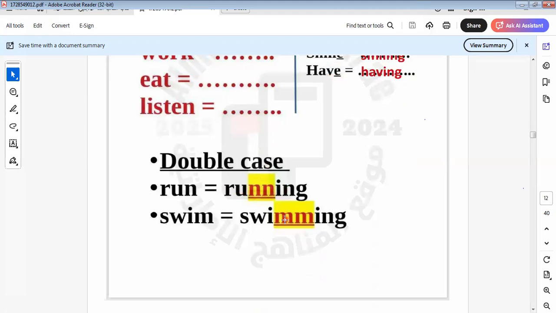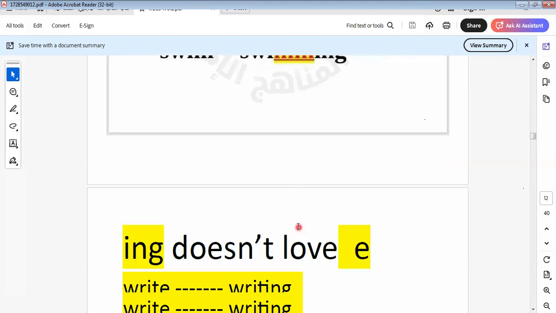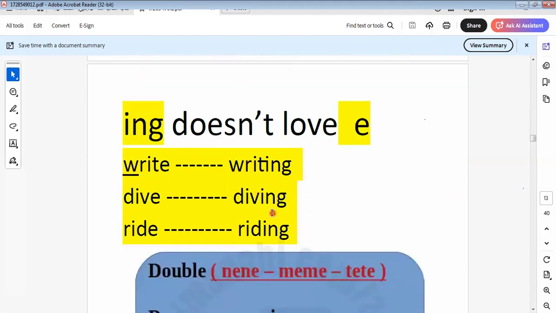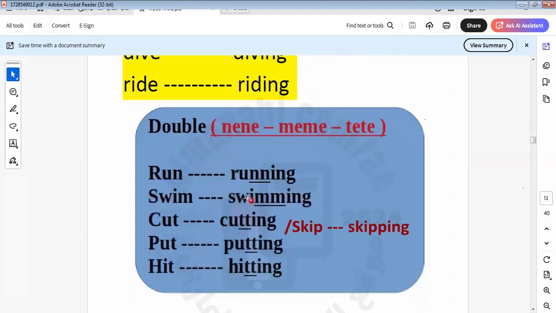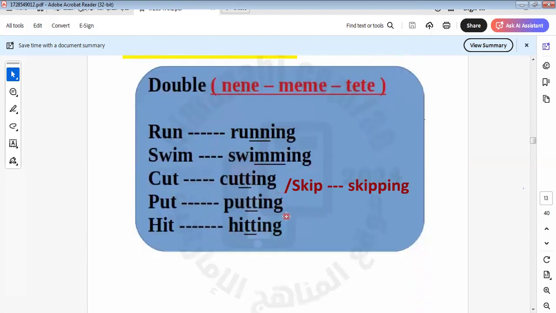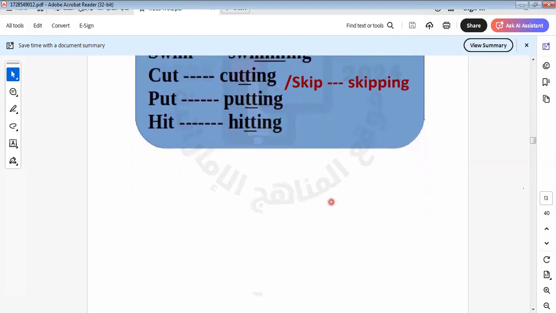Here we have running. When we have a vowel like this, we double the final letter, like this: running, swimming, and so on. Okay. Here we say writing, diving, riding. Here is run, running, swim, swimming, cut, cutting, putting, hitting, skipping.